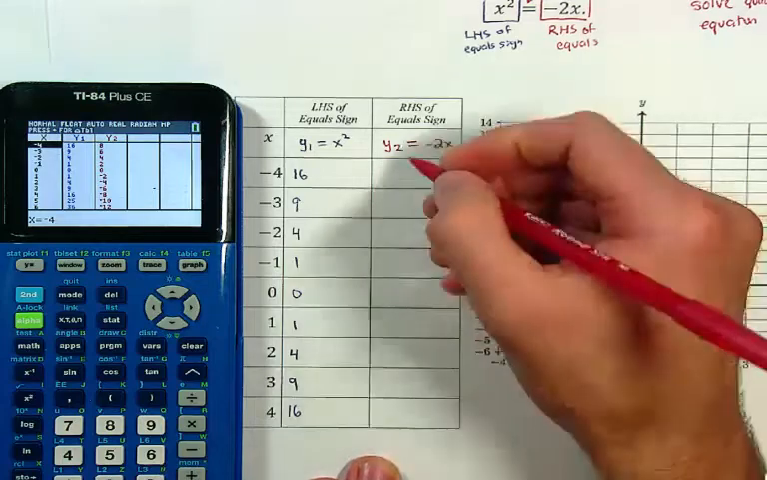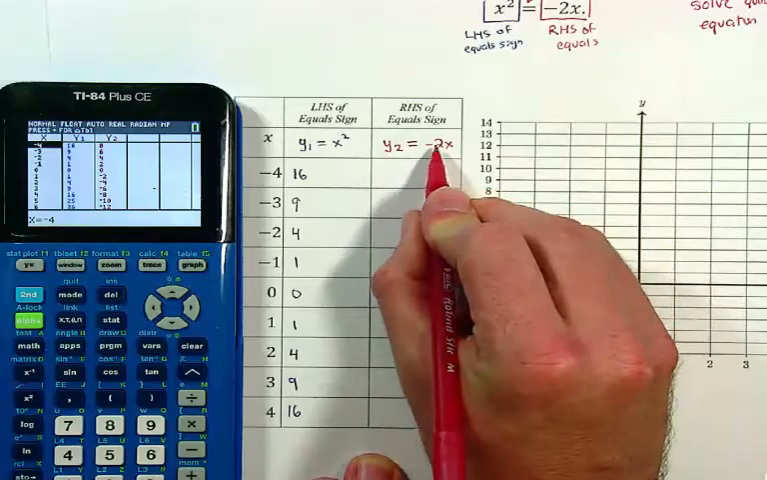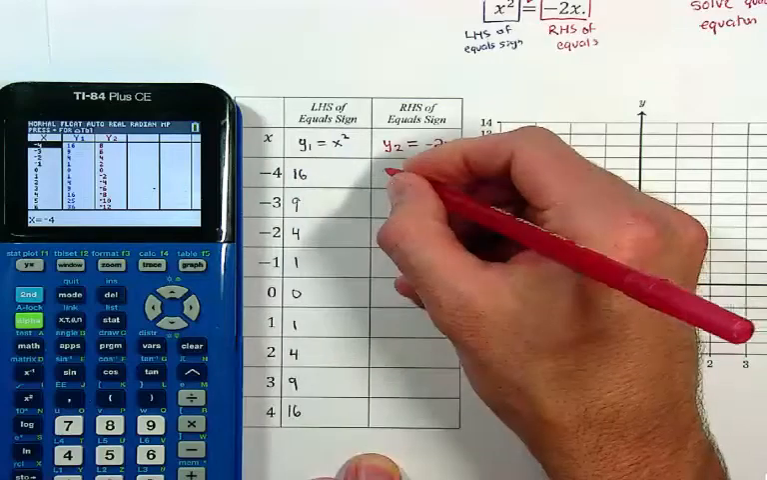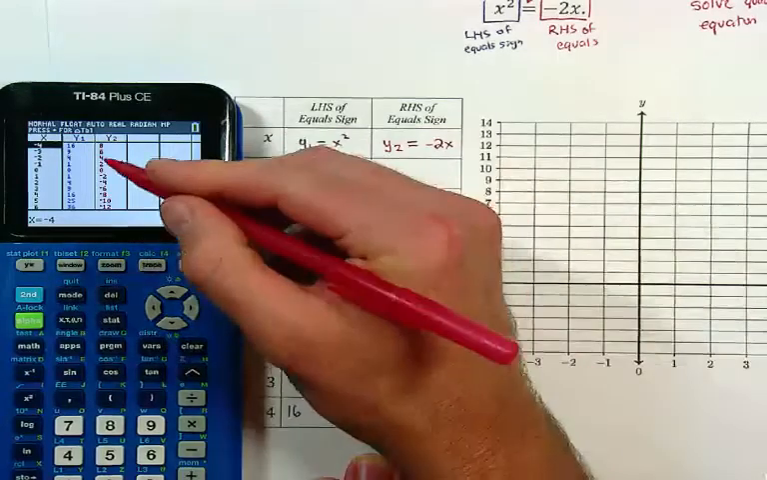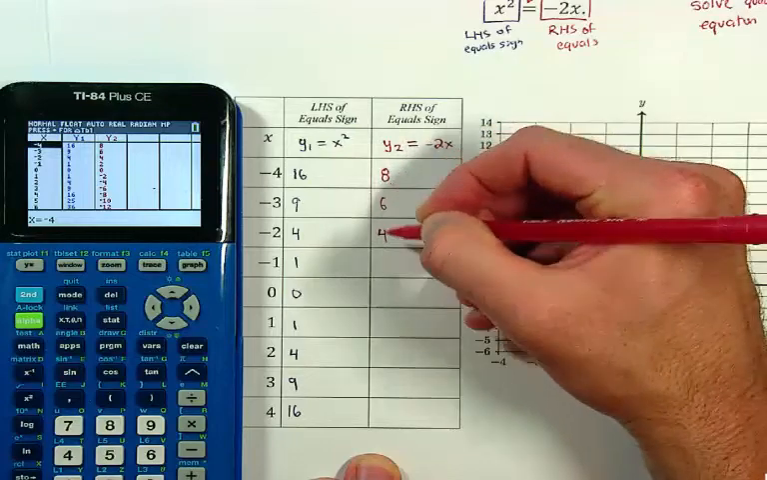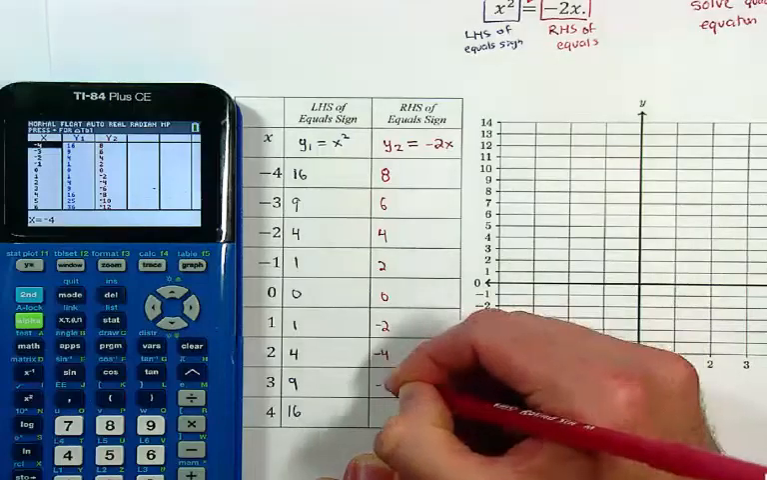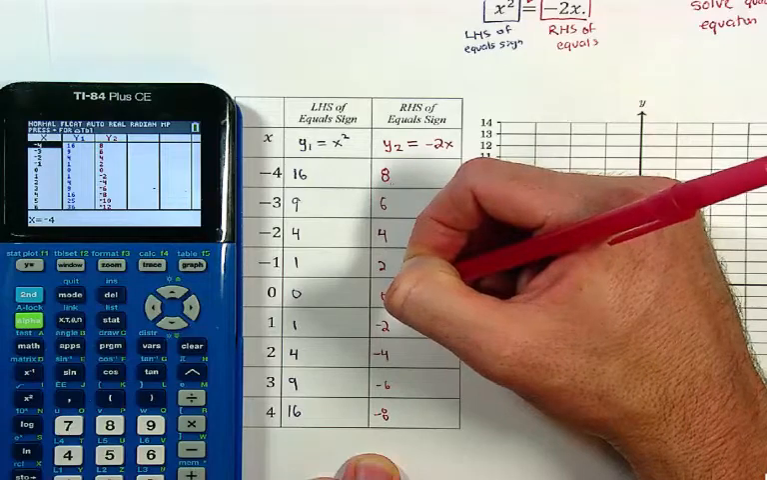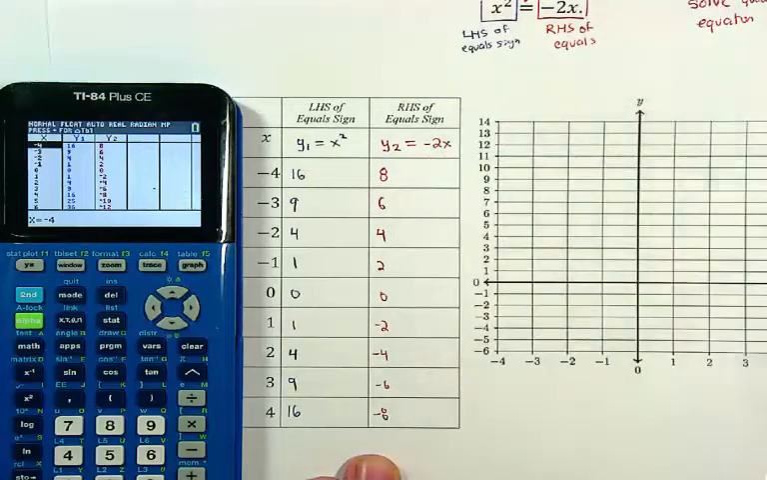Those are the outputs. Over here, my negative 2x. At negative 4, I get a positive 8, which makes sense because negative 2 times negative 4, negative times a negative is a positive. 2 times 4 is 8. Negative 2 times negative 3, that's a positive 6, which is exactly what my calculator says. We can notice the pattern 8, 6, 4, 2, 0, negative 2, negative 4, negative 6, negative 8. Looks like each time I move down a row, I'm moving down negative 2. And that is because the slope of this function is negative 2 over 1.